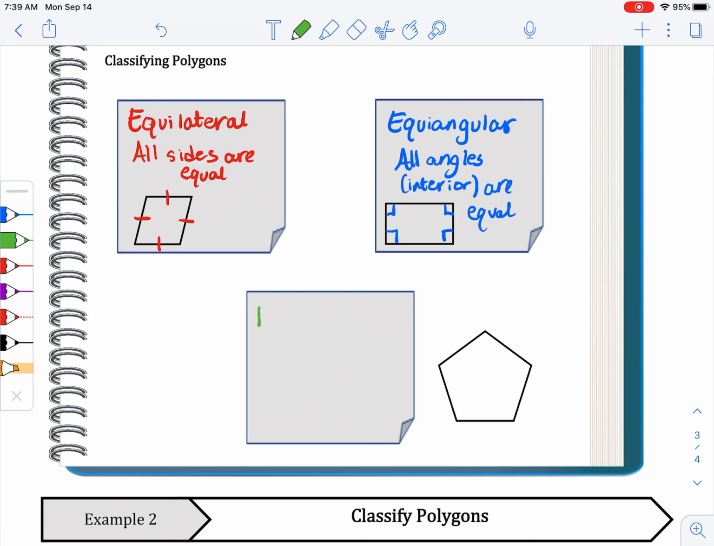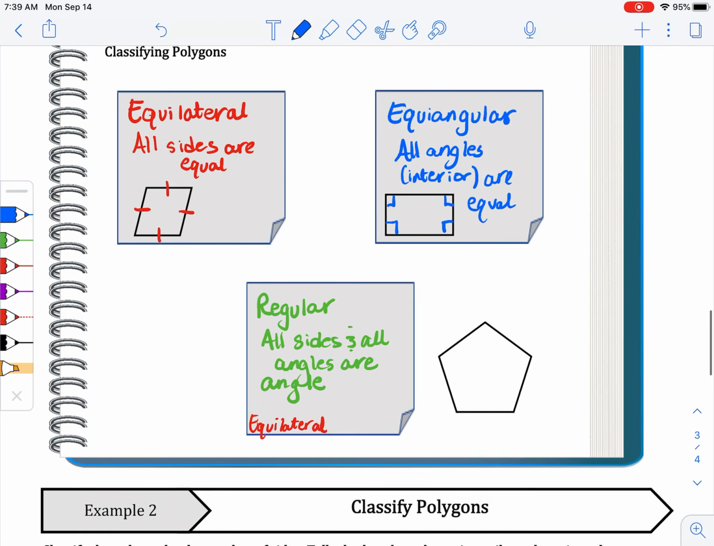And then finally, we say that a polygon is regular if all sides and all angles are equal. So specifically, a regular polygon is equilateral and equiangular. Sorry to run out of room here. So this would be denoted with these lines, saying all sides, and then all angles are equal here.